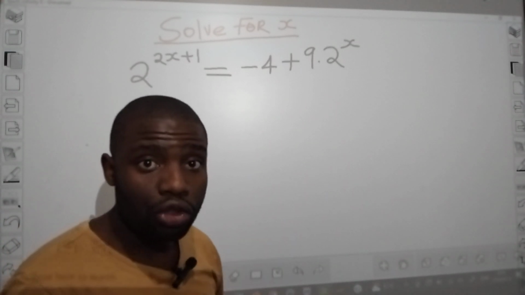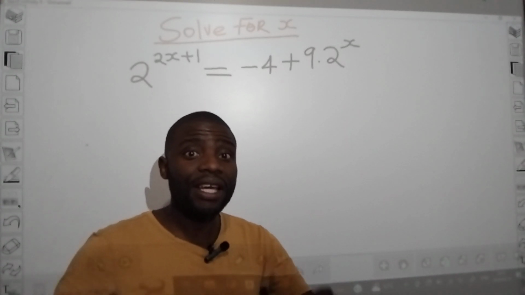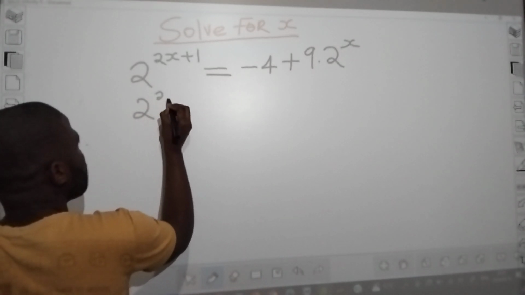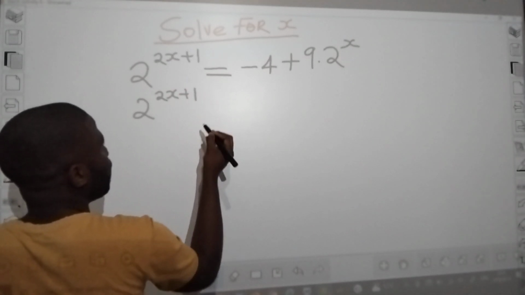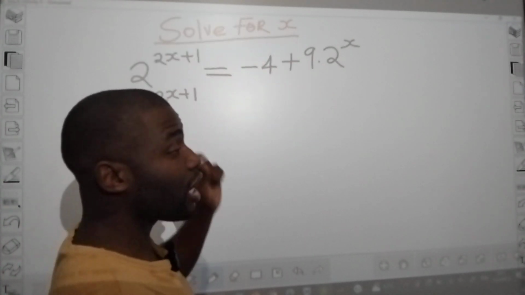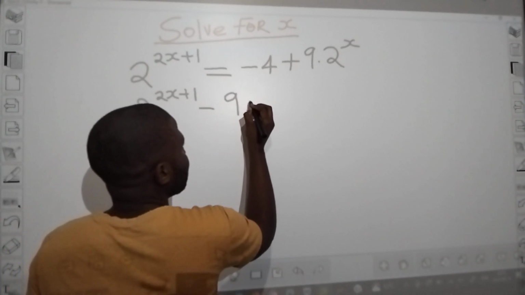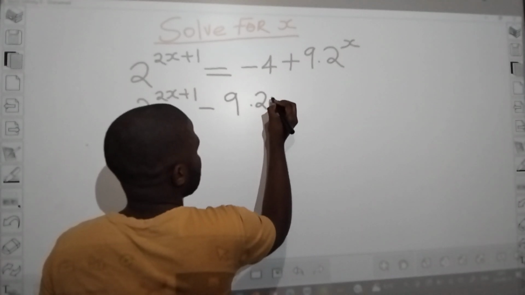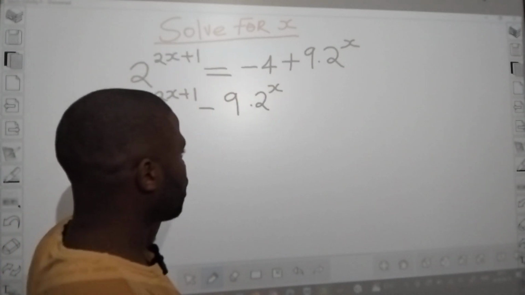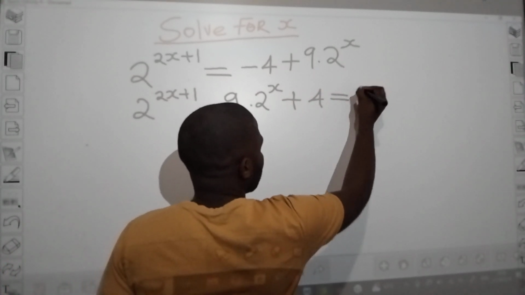So basically what I'm going to do is take everything and transpose it to the left hand side. Remember when I transpose, signs change, right? So here we have 2 to the exponent of 2x plus 1. And since this is a positive 9 times 2 to the exponent of x, when I transpose it to that side, it will change the sign to become what? Minus 9 times 2 to the exponent of x. And since this one was negative 4, when I transpose it to that side, it should change the sign to become positive 4. All equals to what? All equals to 0.